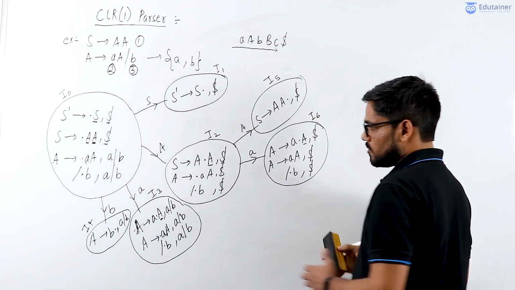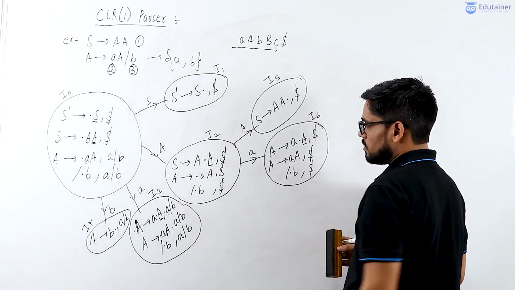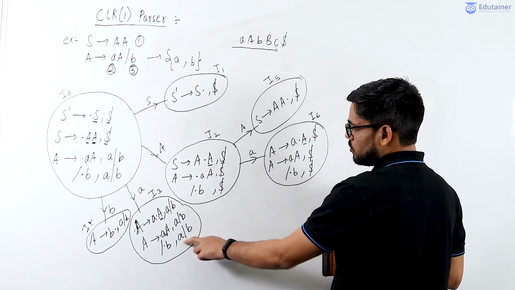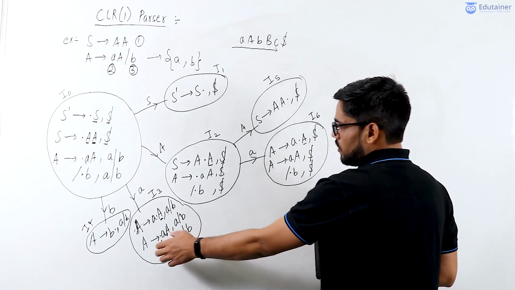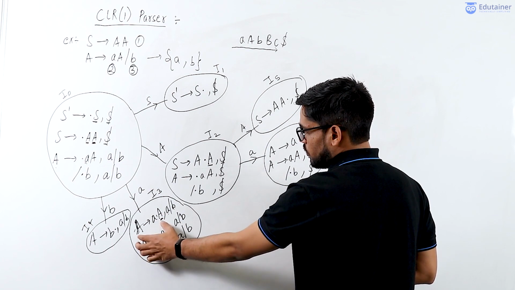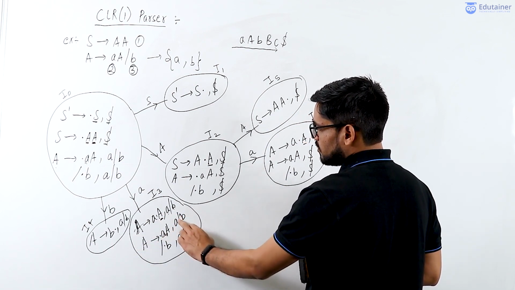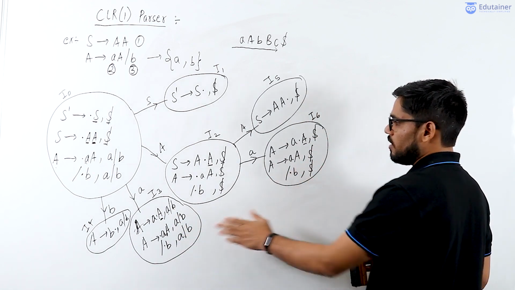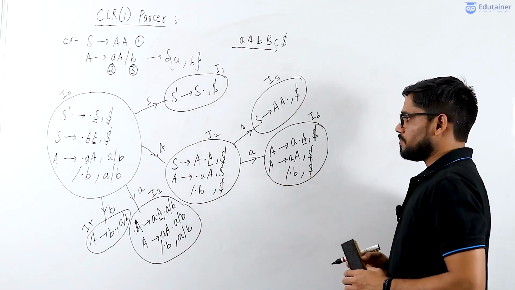So if you observe carefully, state number I3 and state number I6 look the same. You may feel that these two states are same, but they are not. Why? Because they have the same canonical collection of LR0 items, but they are different in terms of look ahead symbol. Here the look ahead symbol is A, B, and here the look ahead symbol is $. That's why I have to separate state number I3 from state number I6.